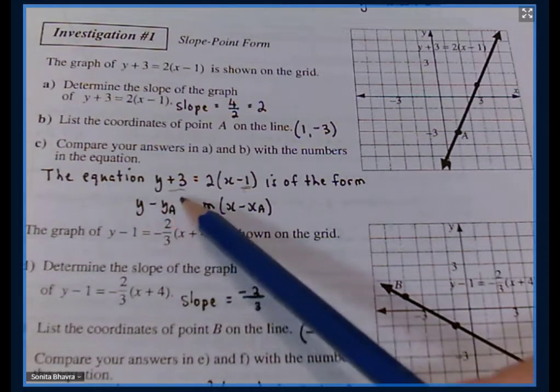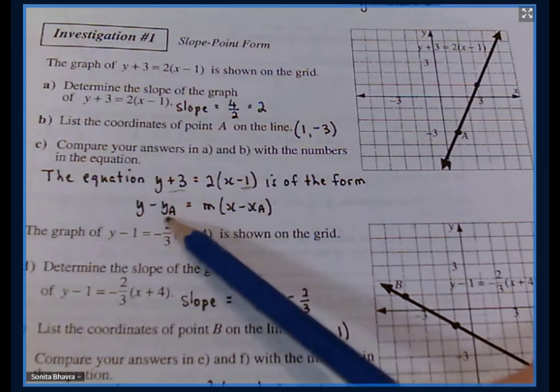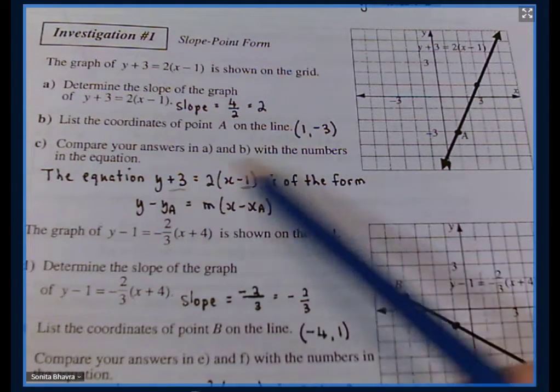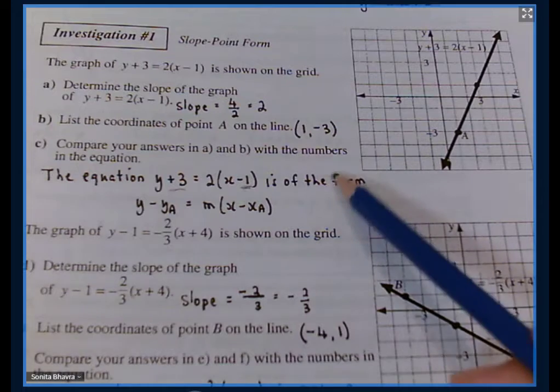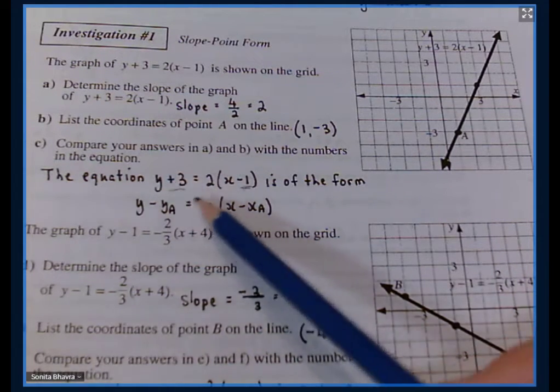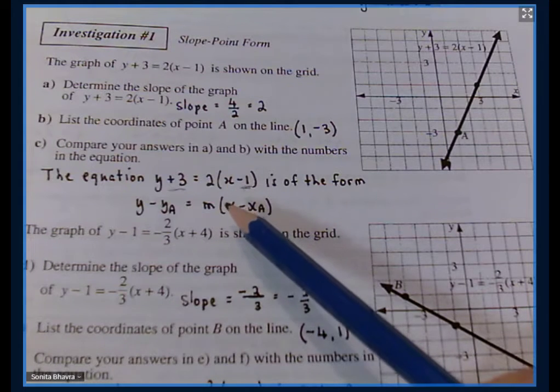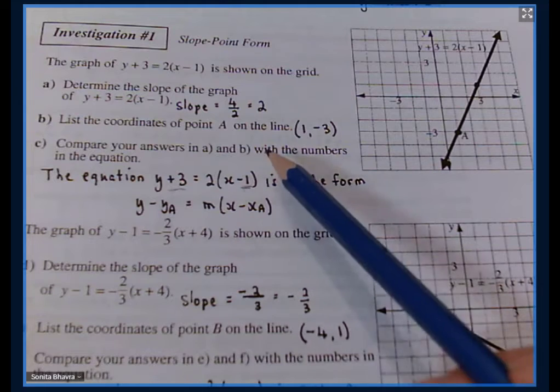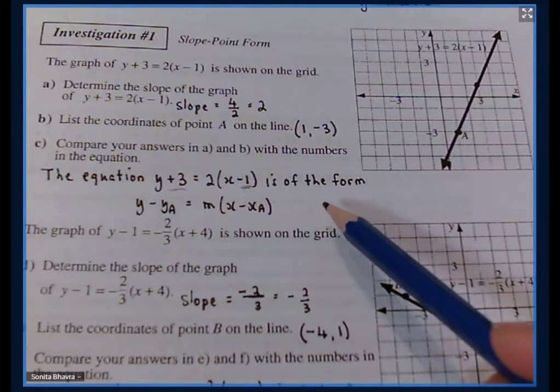So point y1 is equal to negative 3, which was here. So y minus negative 3 gave us y plus 3. And from our equation, x minus 1, our x1 is positive 1. So x minus 1.